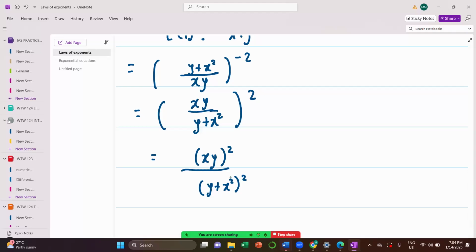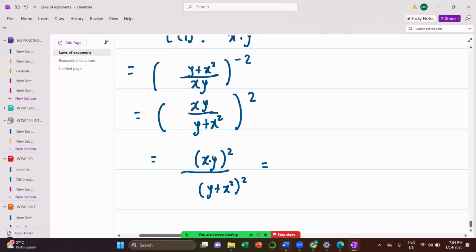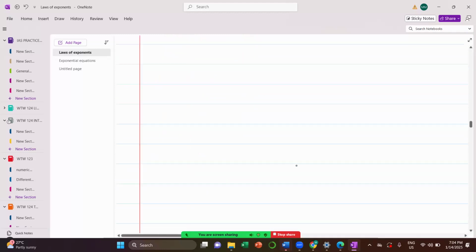Then I can continue to simplify this by saying, okay, I have x times y, multiplication in between, all raised to the exponent of 2. These are not the same bases. This is a base of x, this is a base of y, so we are not adding the exponents. But we remember there's a law that says whenever we are multiplying two different bases, all raised to a common exponent, we can do this.